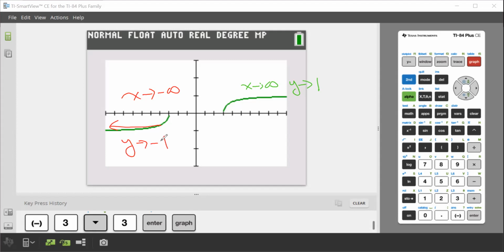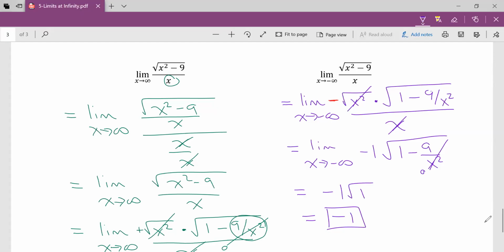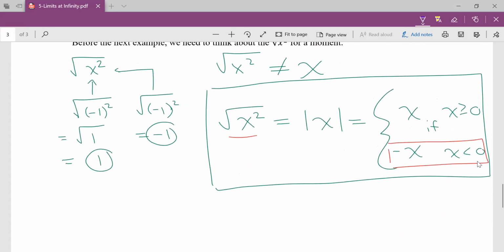So that's a sneaky little trick that I want you to remember. It's a very unique case, but I would very much like it if you remembered that when we see that root x squared, I need you to remember this rule.